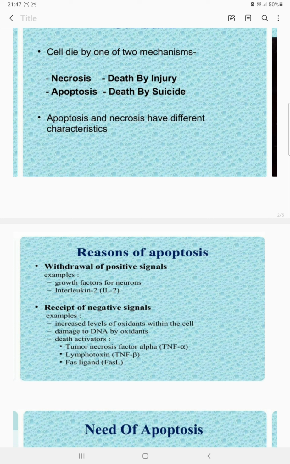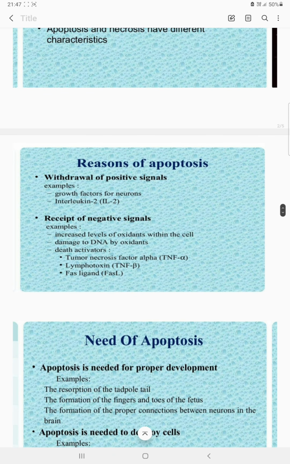But if there is any injury or any stress inside your body, it may be physical stress or physiological or pathological stress. Suppose you had a roadside accident, and because of this your cell died. Then this is not apoptosis, this is necrosis, because your cell died because of the injury, not through a natural phenomenon. So let's go to the next segment.